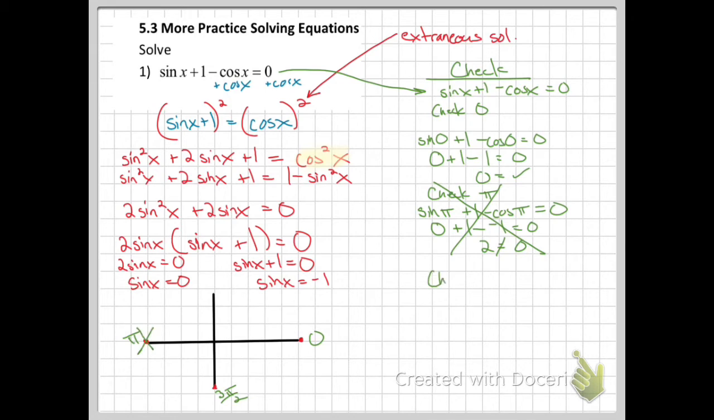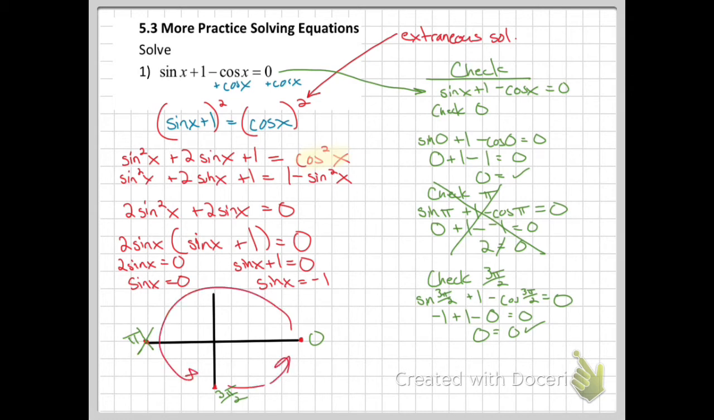Now we need to check our possible third solution, 3 pi over 2. Sine of 3 pi over 2 plus 1 minus cosine of 3 pi over 2 is supposed to equal 0 for this equation. I'm just plugging it into the original equation. At 3 pi over 2, sine is negative 1, plus 1 minus, at 3 pi over 2, cosine is 0, and that does equal 0, so that does work. So there are 2 solutions. Clearly the gap between them is not the same, so you cannot wrap them.